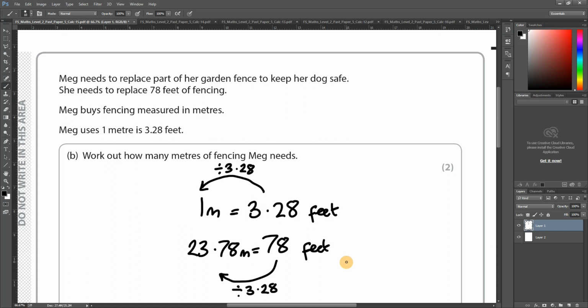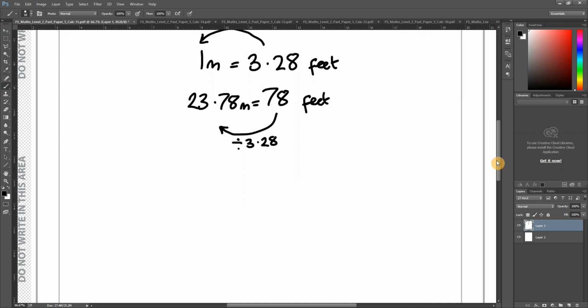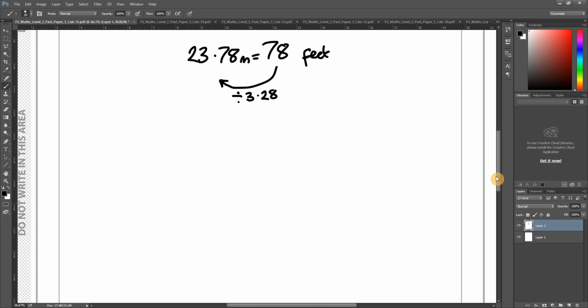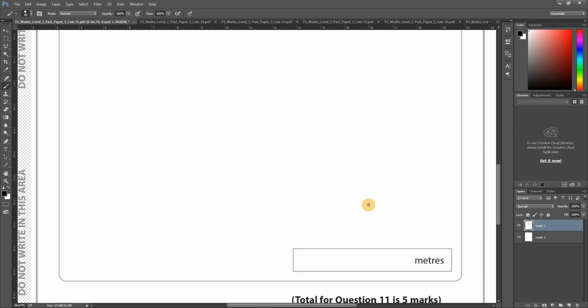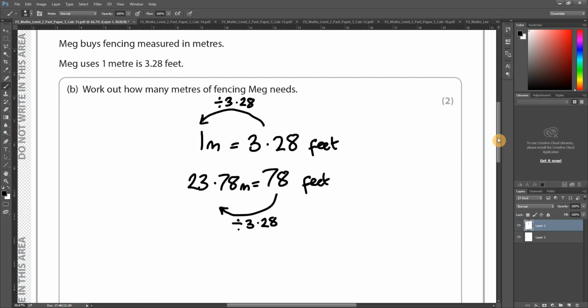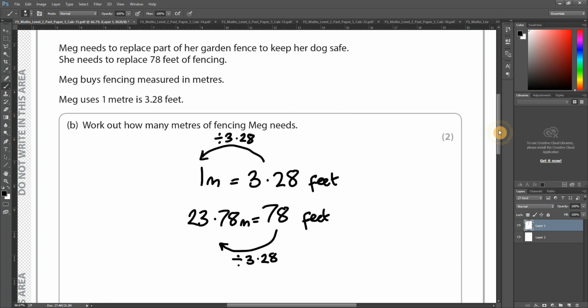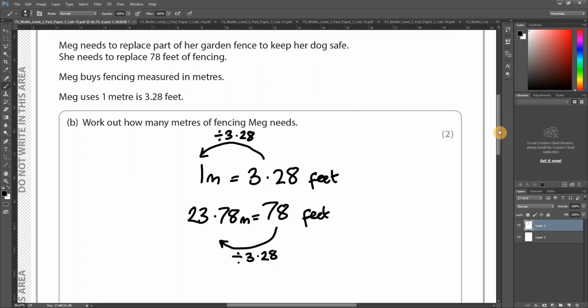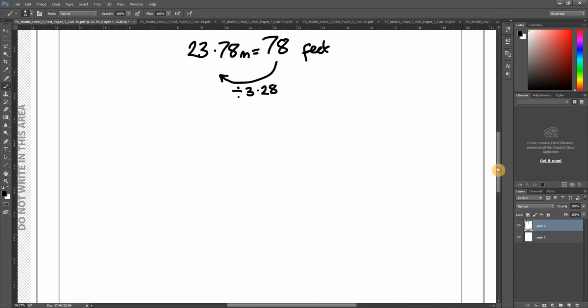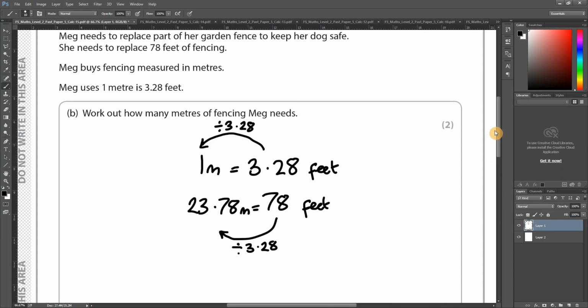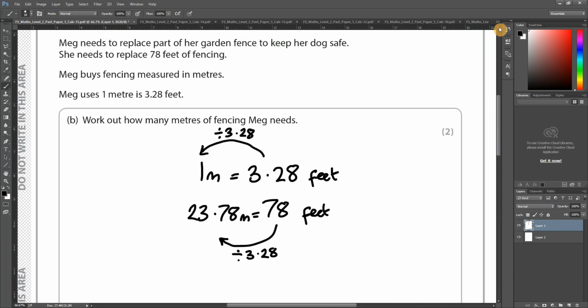How many meters of fencing? You can put 23.78, or you can put 24 if you want to. The mark scheme does have both. I'm going to put 23.78 for my answer. It doesn't say whole meters, it just says how many meters, and you can have a decimal of a meter. So that's good enough for 2 marks: 1 mark for your working, 1 mark for your answer. Let's move on to the next question.